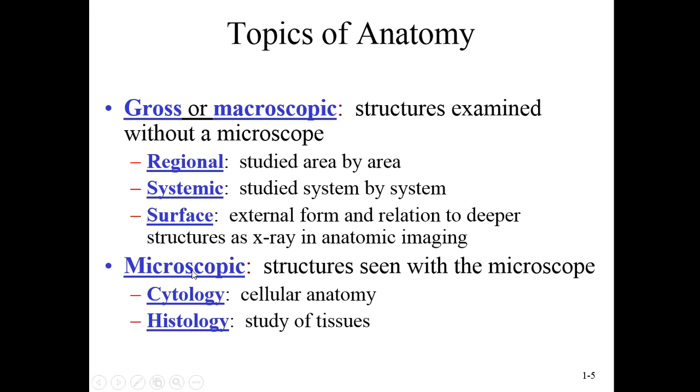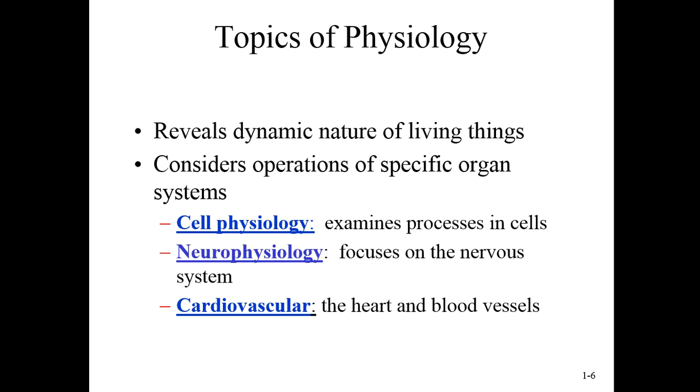Microscopic anatomy would include cytology and histology. Oftentimes, histologists are called pathologists because they're looking for disease processes within the tissue that they're looking at under a microscope. Subtopics of physiology include cellular physiology, neurophysiology, and of course, cardiovascular science, which we will spend quite a bit of time looking at next semester in 202.